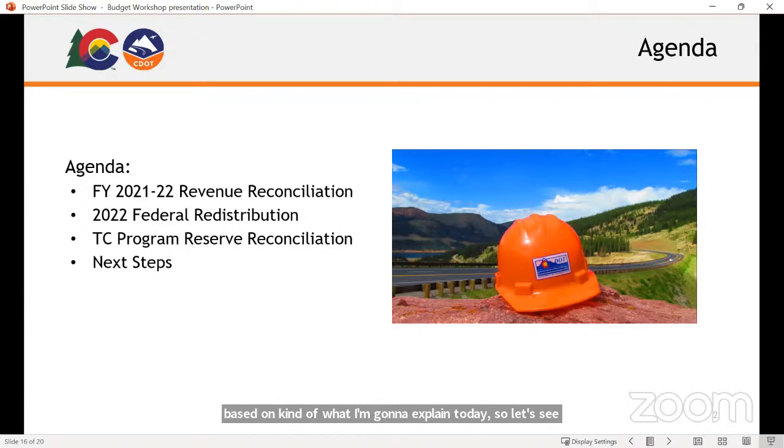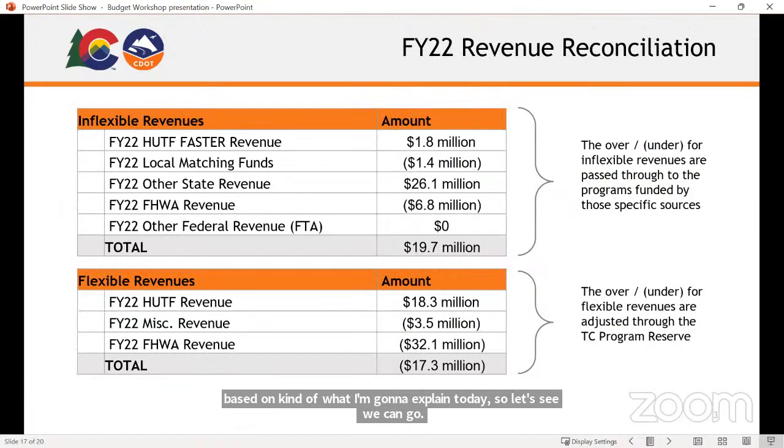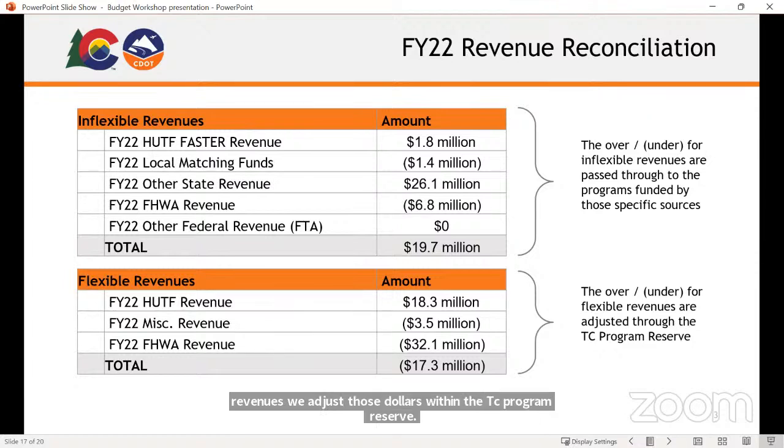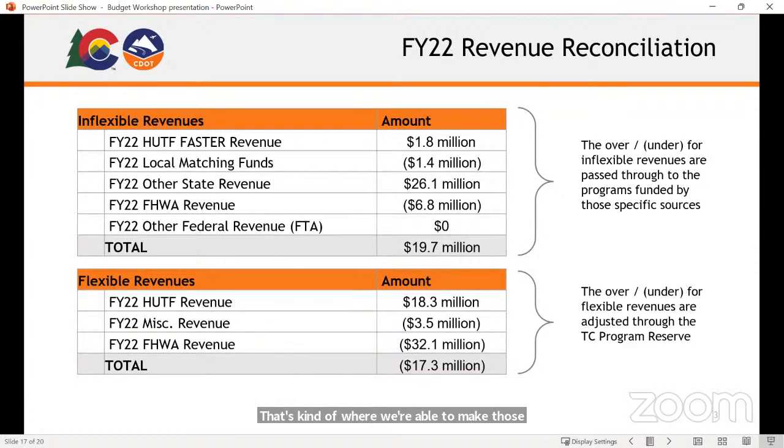Let's go ahead and move to the next slide. At the highest level, this is just a summary of where we ended the year. You can see I've split the table into inflexible and flexible revenues. Obviously inflexible is dedicated to a specific program. For flexible revenues, we adjust those dollars within the TC program reserve. That's where we're able to make those adjustments since they're not tied to one specific program.